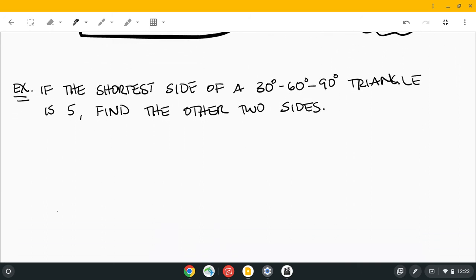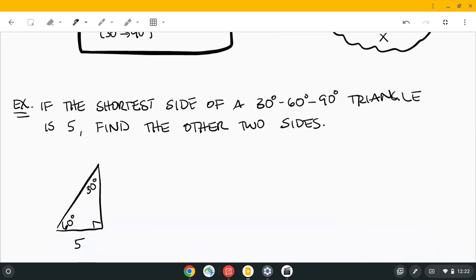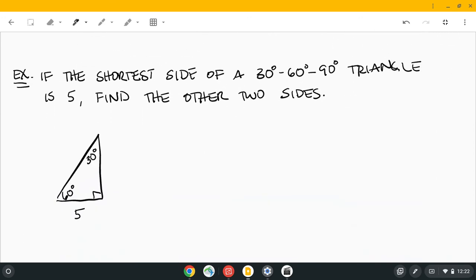Okay. If it makes it easier, draw it. We know the shortest side is the 60-90 side, so this side is 5. Okay, so we need to find the other two sides. We know that the hypotenuse is 2x. So if this is x, then 2x is 2 times 5, which is 10. So the hypotenuse is 10.